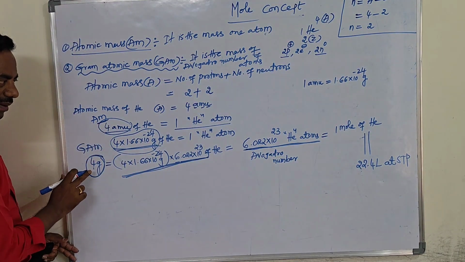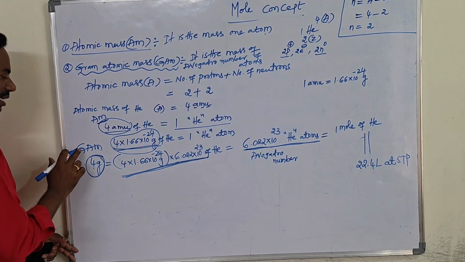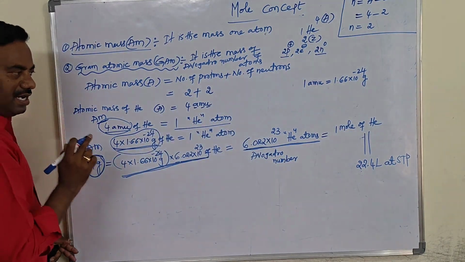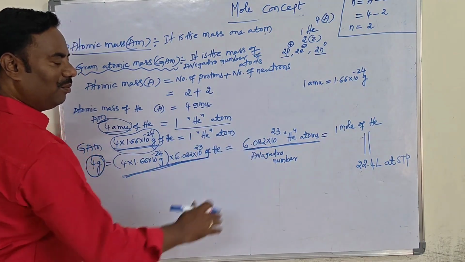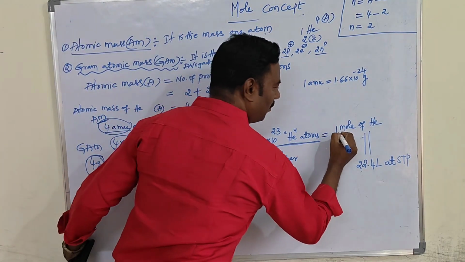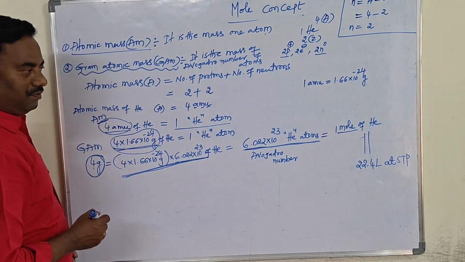Atomic mass and gram atomic mass. Atomic mass is the mass of 1 atom. Gram atomic mass is the mass of Avogadro number of atoms. Next, mole means amount of substance.